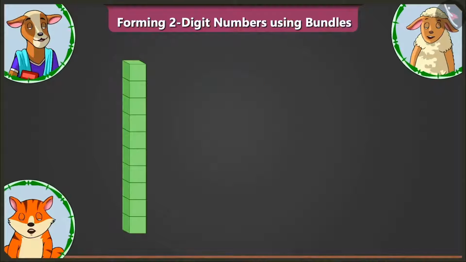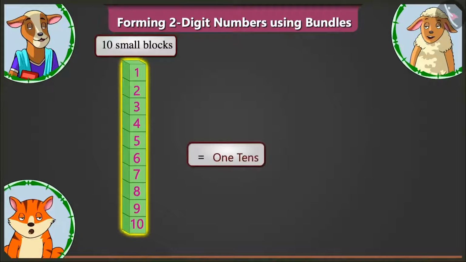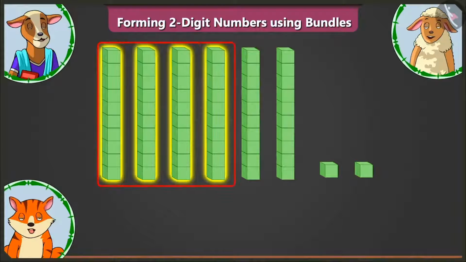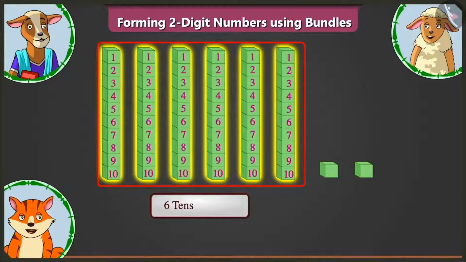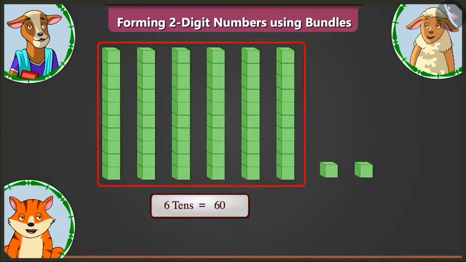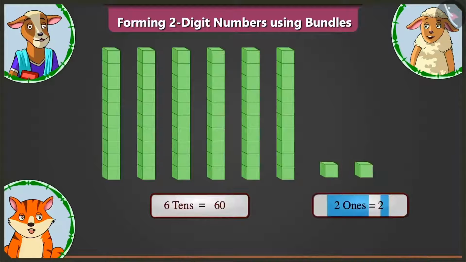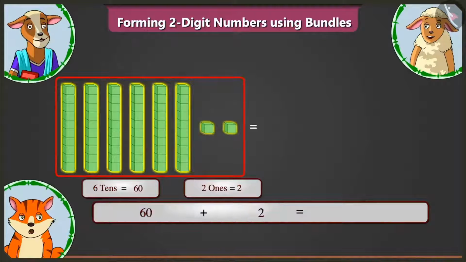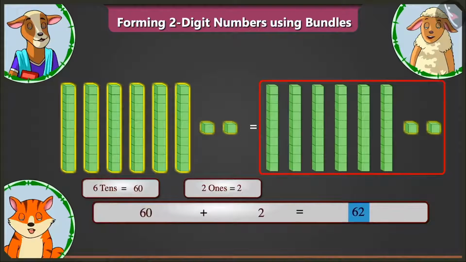Here in the first big block there are 1, 2, 3, 4, 5, 6, 7, 8, 9 and 10 small blocks, means there is 1 tens. Well done, Billy. Similarly, there are 1, 2, 3, 4, 5 and 6 groups of 10 blocks each. So 6 tens make 60. Now there are 2 small blocks, which means there are 2 ones. Very good. Now adding 2 to 60, here we have 60 and 2, giving us number 62.